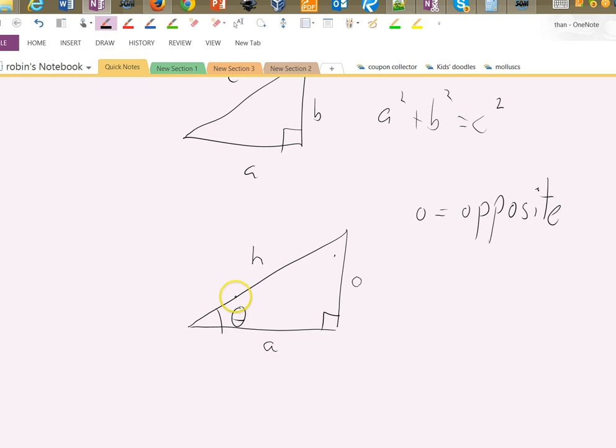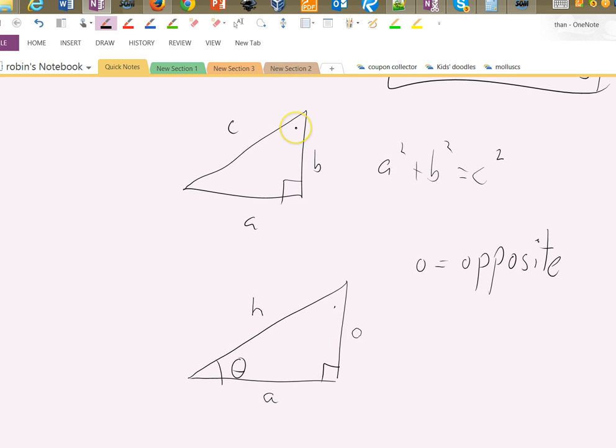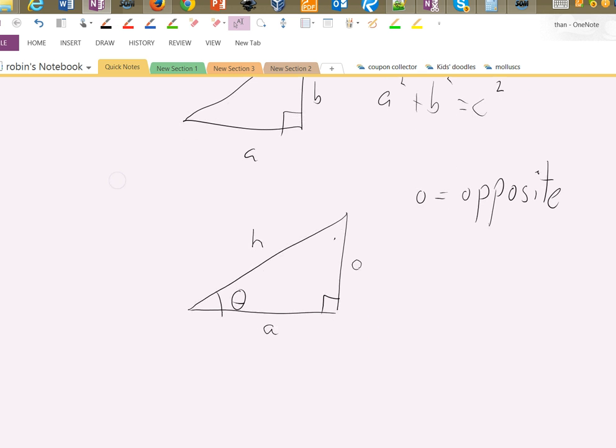So what we're going to start doing is talking about angles and how they fit into right angled triangles. And to do that, I need to be able to distinguish. I can't just have A and B because I might be talking about this angle up here. And so I've got O, which is the opposite side. It's just a standard convention, really.